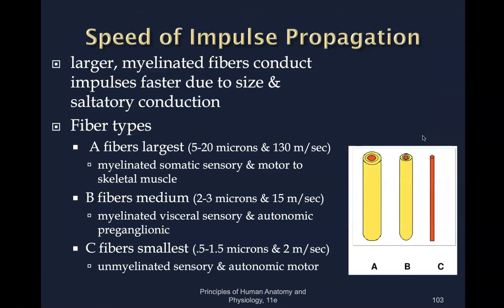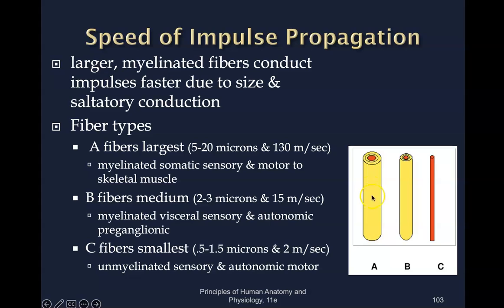The last thing here is just the speed of impulse propagation. Obviously, this makes sense that it would be faster in larger fibers, as well as in myelinated fibers, which allow that saltatory conduction. Okay, so the larger fibers and the myelinated axon fibers are going to conduct impulses much faster. There are actually different fiber types.